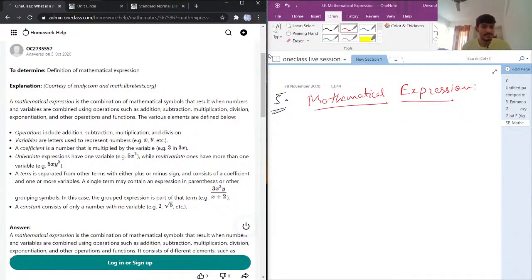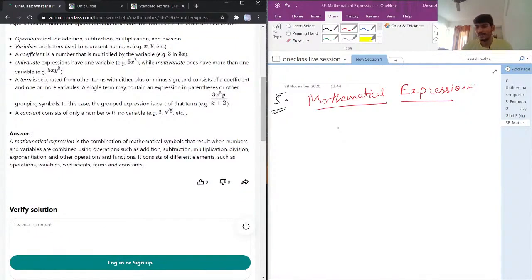A term is separated from other terms with either a plus or minus sign and consists of a coefficient and one or more variables. A single term may contain an expression in parentheses or other grouping symbols in case the grouped expression is a part of that term. Example, 3x square y over x plus y. A constant consists only of a number, no variable.